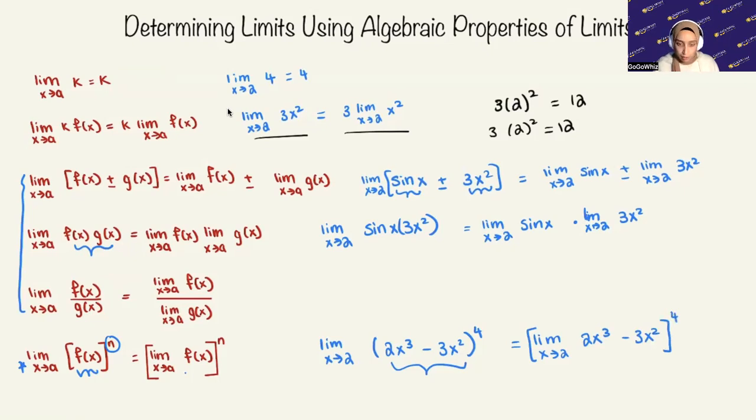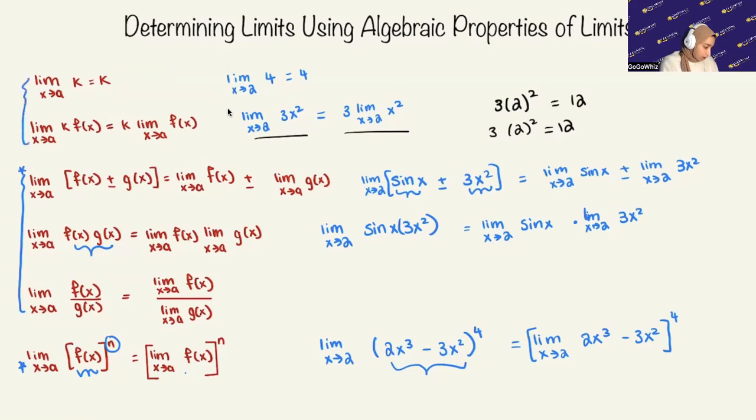So if I substitute that in over here, then I have 2 multiplied by 8 minus 3 multiplied by 4. Then I simplify that, and whatever I get from there, I raise it to the 4, right? So that's all it is. Using algebraic properties to find limits simplifies things a lot if we can remember them. And you can see that 3 of them actually follow the same concept.